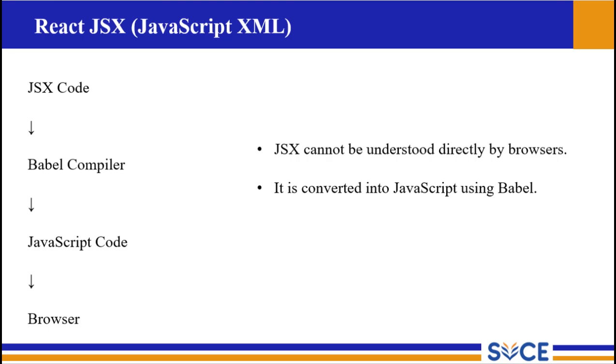React then creates the virtual DOM. It compares the virtual DOM with the previous version using the reconciliation algorithm. Only the necessary updates are sent to the real DOM. Finally, the browser displays the updated web page. The entire process happens automatically. As developers, we simply write JSX, and React and Babel handle everything else.